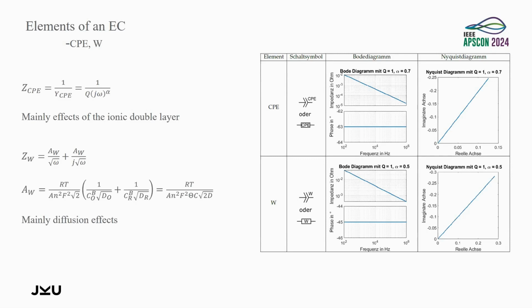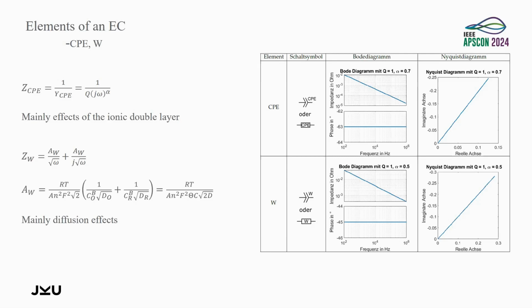The constant phase element is an element of the equivalent circuit which mainly affects the ionic double layer on the electrode. So you can see how the impedance of the constant phase element is defined. It's defined by 1 divided by the admittance, of course, and this is defined by 1 divided by Q omega to the power of alpha. And this Q and alpha are tuning parameters, where you can decide if the constant phase element is more like a resistor or more like a capacitance. So it depends what phase your system is in at a given frequency.